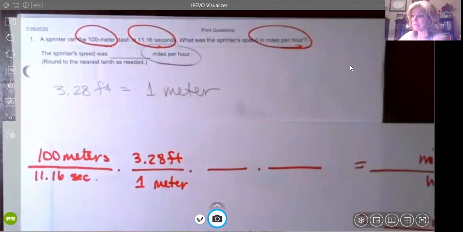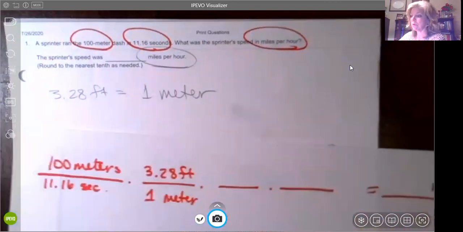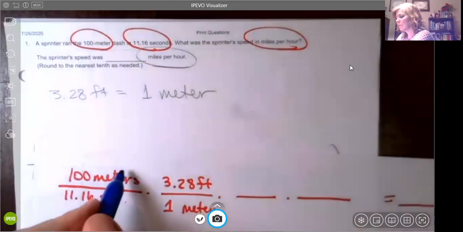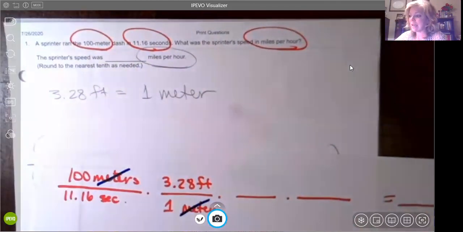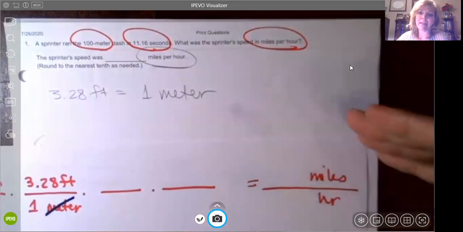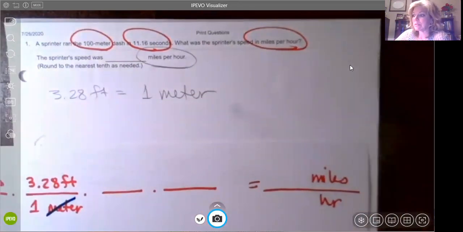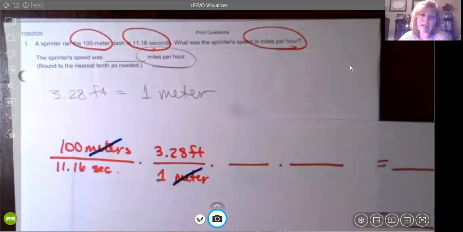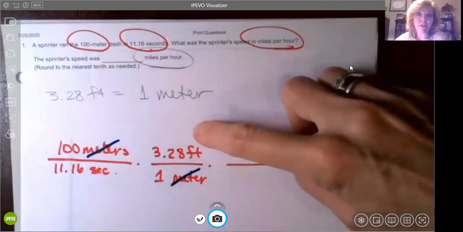And so let me see if I'm done. I need miles per hour. Let's see if that's what I've got. When my meters are eliminated, I have feet per second. That's not what I need. I'm not done. I need miles per hour. So let's work on something. Let's work on the time, or let's work on the distance. I've got a feet sticking out here. Let's work on the feet.